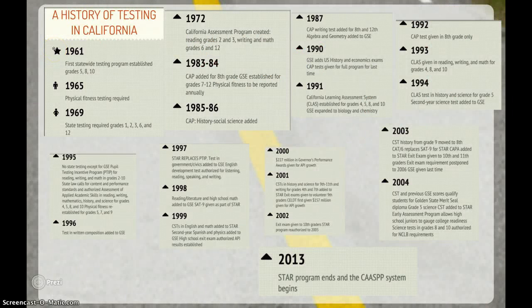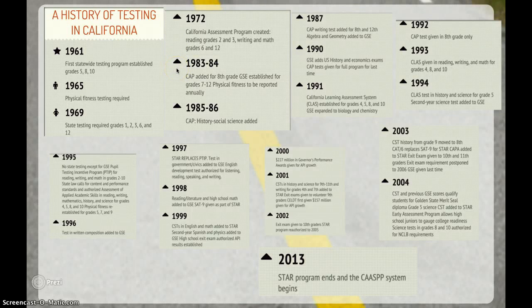In 1961, it was first established by legislation for statewide testing in reading, writing, and math for 5th, 8th, and 10th graders. In 1972, the California Assessment Program was created in order to test students in reading for 2nd and 3rd grade and reading, writing, and math for 6th and 12th grade.